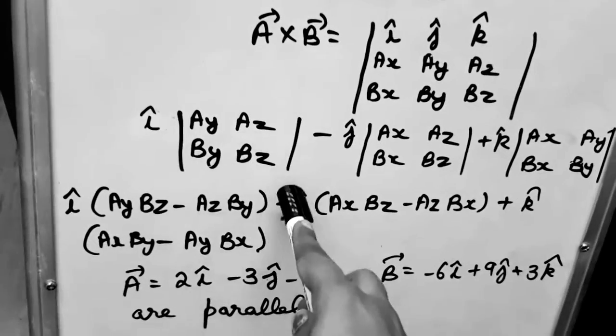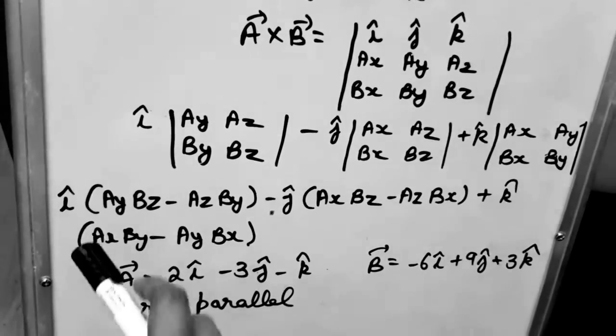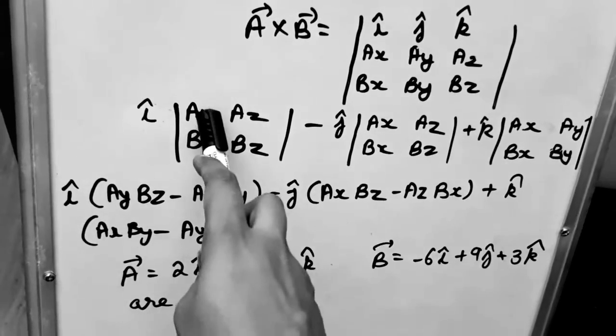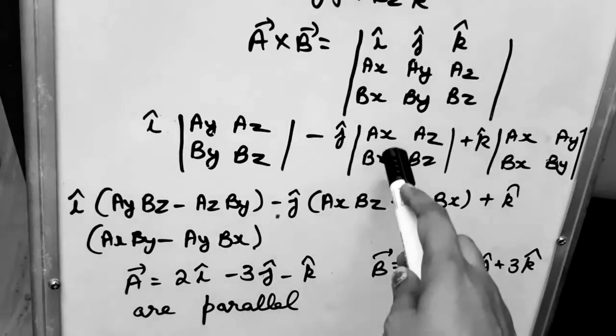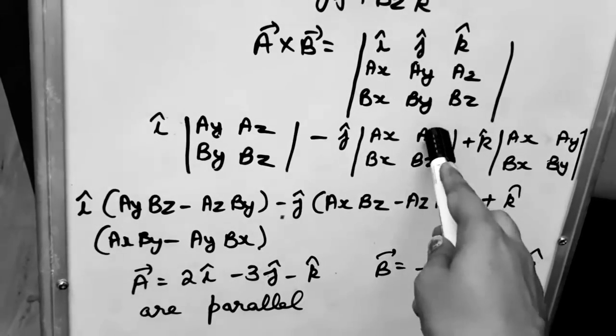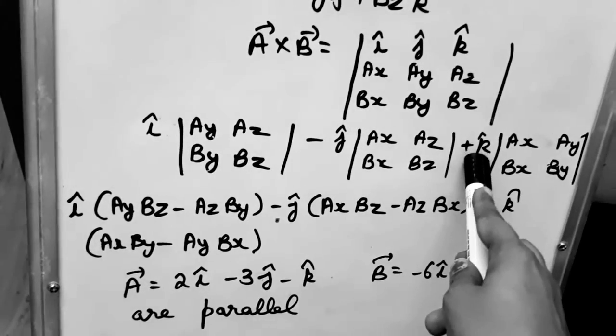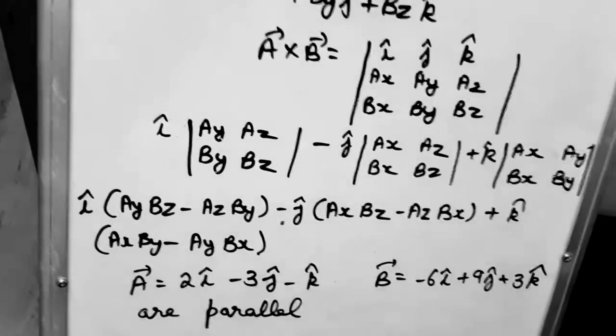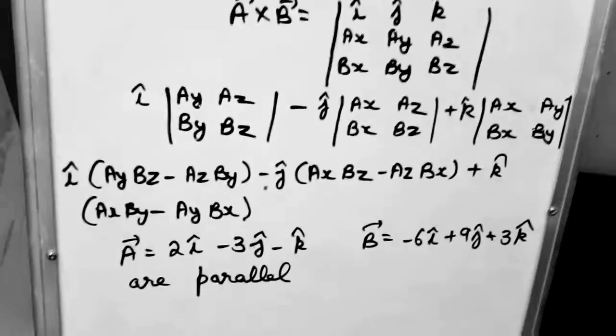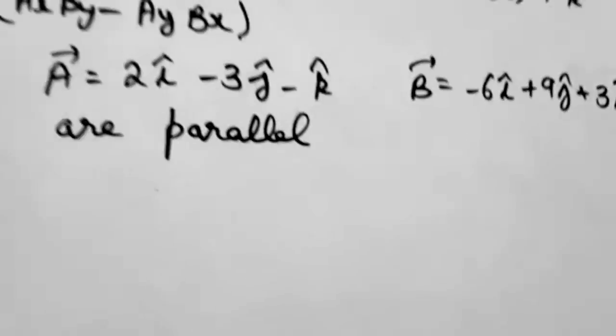Now what we will do? We will cross multiply them and subtract them. i cap will be equal to what? AY BZ minus AZ BY, minus j cap into AX BZ minus AZ BX, plus k cap into AX BY minus AY BX. So this is the thing. We will understand this with an example.